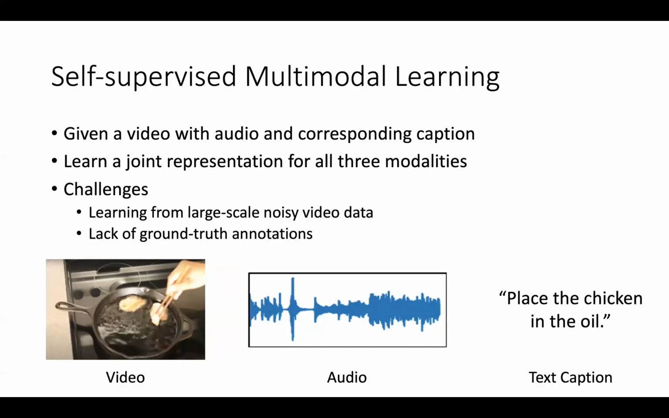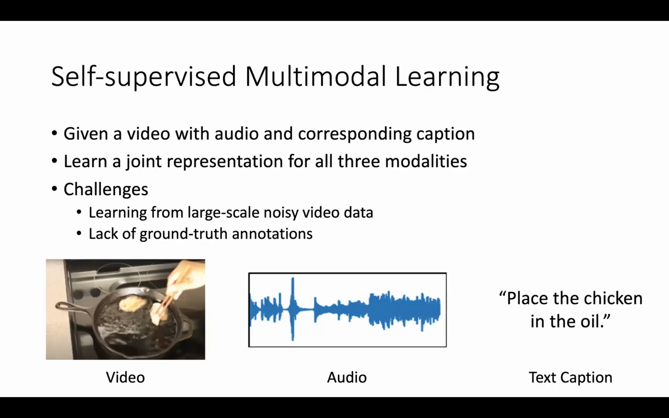This is a very challenging problem. First reason, it's dealing with large-scale noisy data. So often, sometimes the text caption doesn't correspond necessarily with the video. And the second is that there's no ground truth handmade annotations, right? So we have to deal with those 2 issues.